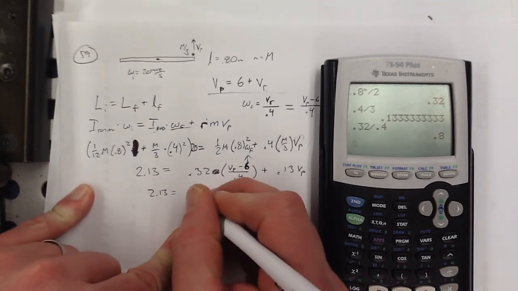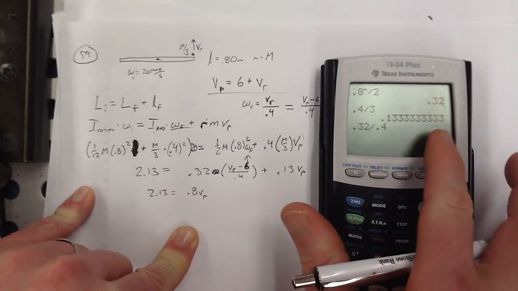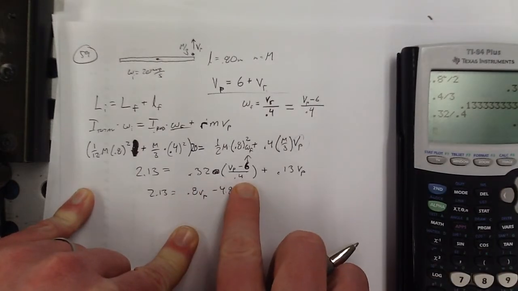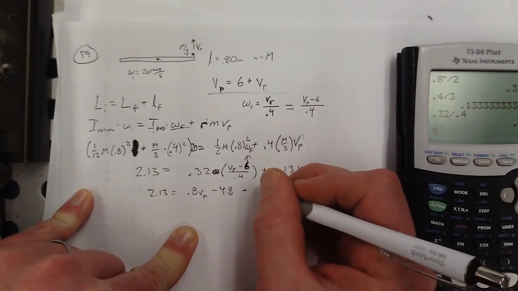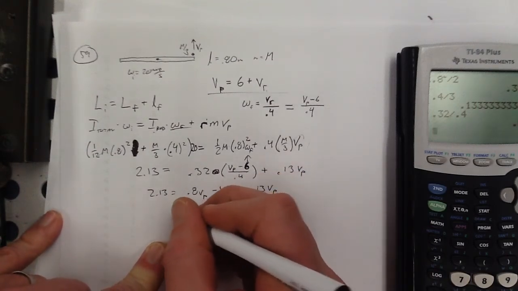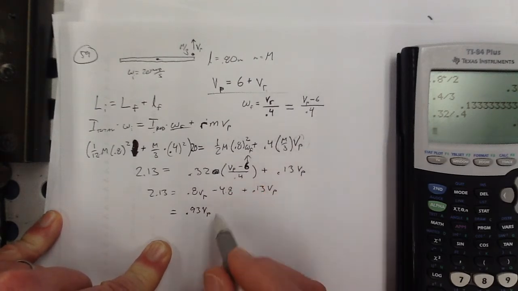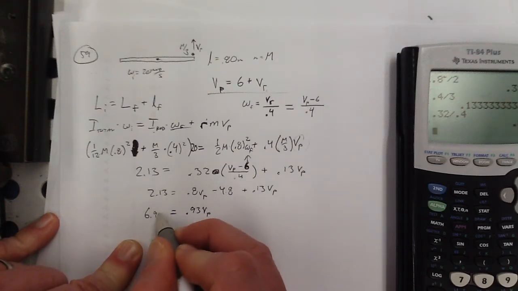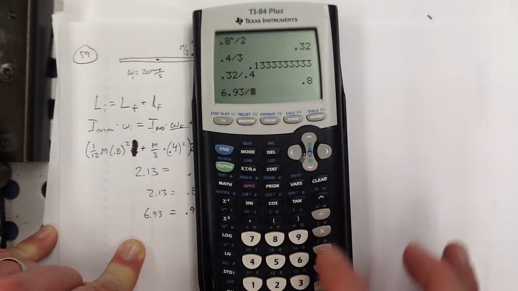So 0.8 times VP, and then minus 6 times that's minus 4.8, right, after I distribute the 0.8 to that, plus 0.13 VP. Okay, so we're nearly there. So that's going to be 0.93 VP equal to, adding this over here gives me 6.93. Boy, I sure hope I get this right. I'm going to feel pretty good about myself.